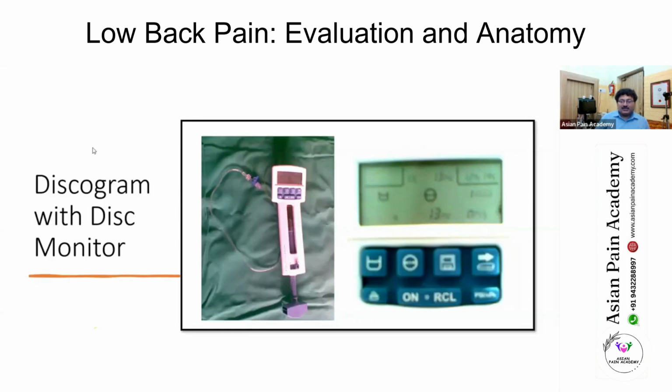And there is a machine or procedure by which we can artificially increase the pressure of the disc and check whether the disc is painful or not. This is known as discography and disc manometry, or in simple terms, provocative discography. Provocative discography helps to find out whether discogenic pain is there or not.